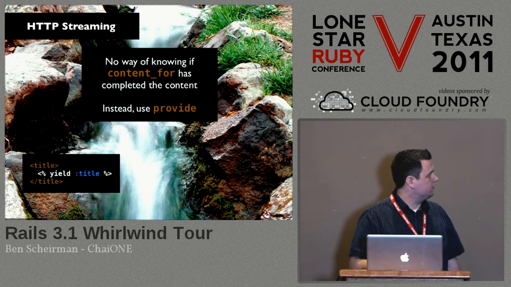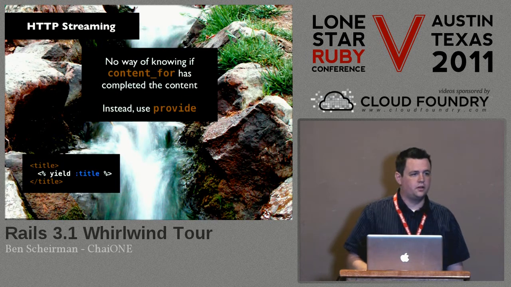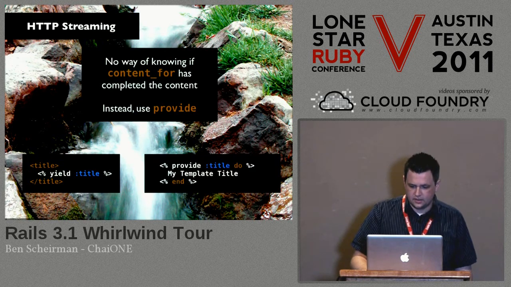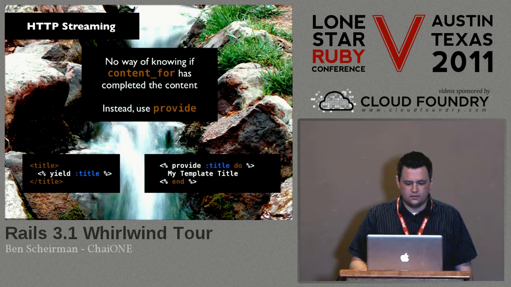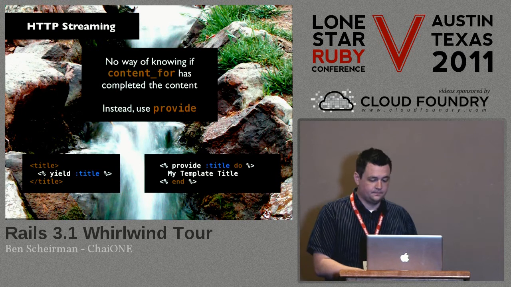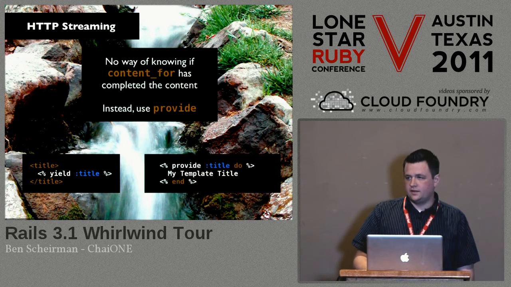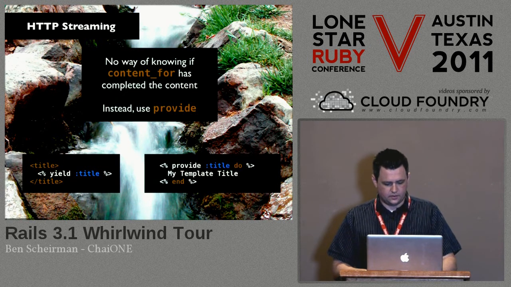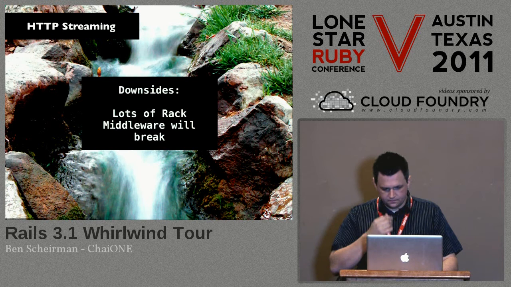Say, for example, we're yielding the title here so that templates can then set the title for individual pages. And you just say provide :title and pass in a block for the content. So once that is done, then the title can be rendered. And this will work for every single one of the named content blocks on your page.